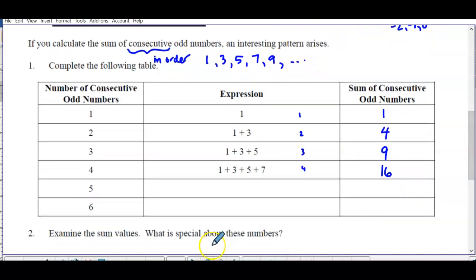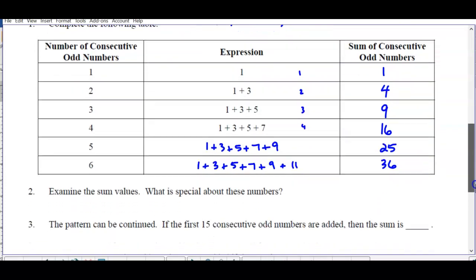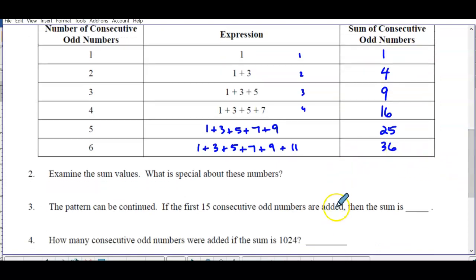Then we need to complete the table. That would be 1 plus 3 plus 5 plus 7 plus 9. So we add 9 to this, which is 25. And then 1 plus 3 plus 5 plus 7 plus 9 plus 11, and that gives you 36. Hopefully you see a pattern in that last column. Examine the sum values: what's special about them?